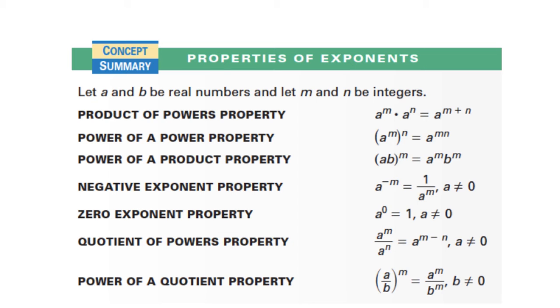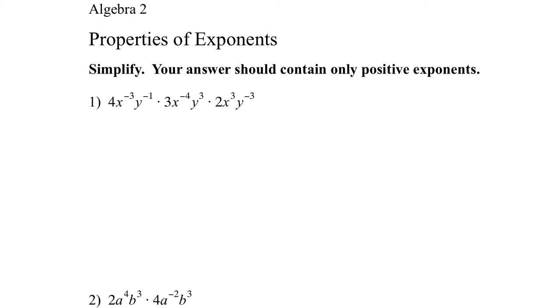Let's use those properties to simplify some exercises. Simplify. Your answer should contain only positive exponents. So if I have negative exponents, I'm not done. Also, we can only have one term, one variable, each with its corresponding exponent, but we cannot have y squared times y to the fifth because I haven't simplified.